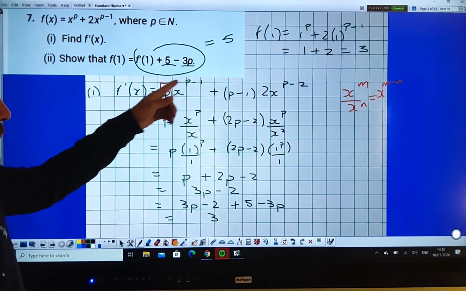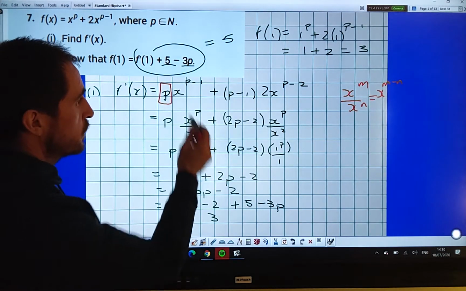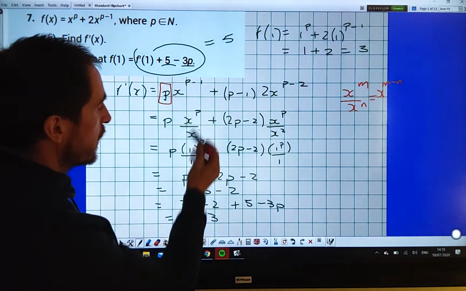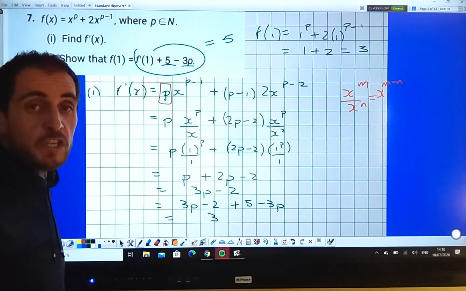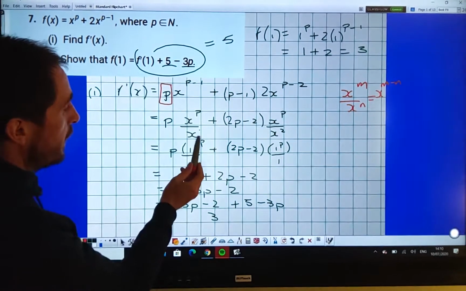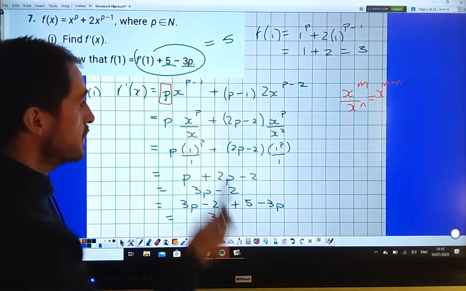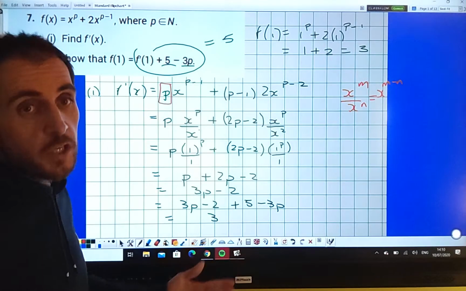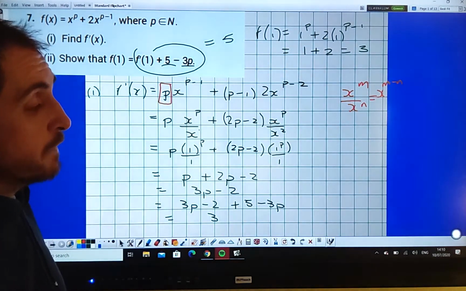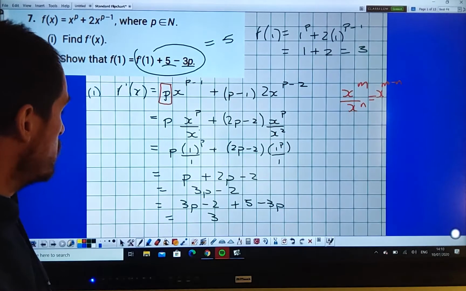So that's just going to be p over 1. So it's just writing the other way. And that's why I can write it like that. And as a result, the reason I did that was because when I put 1 in there, anything over 1 stays as it is. So 1 to the power of p. So it just means I can evaluate it. And that's how we do that there. Okay, so that was question 7.